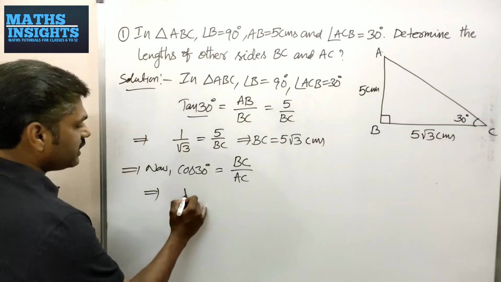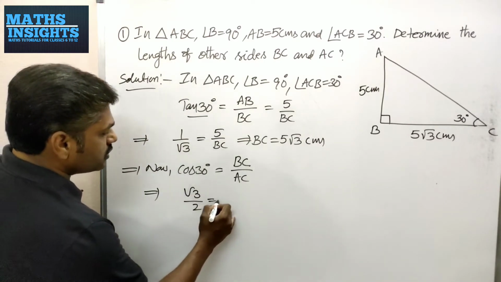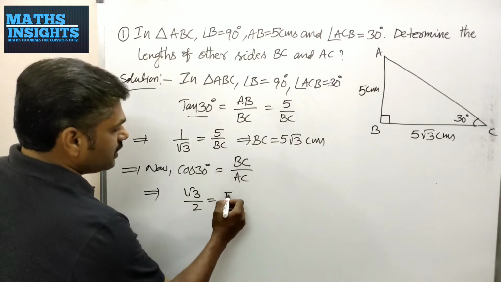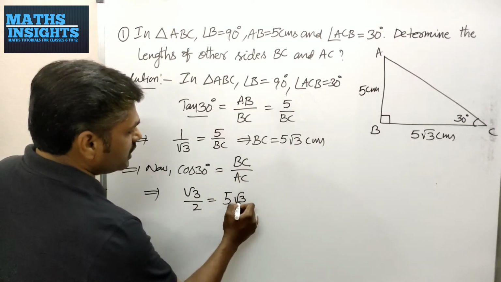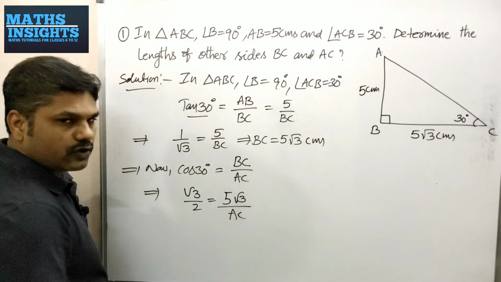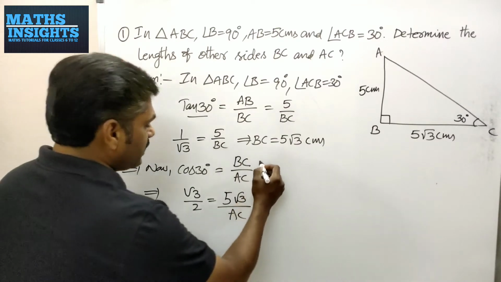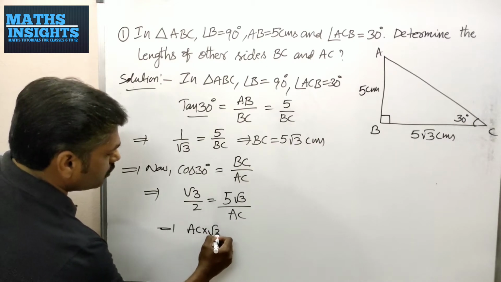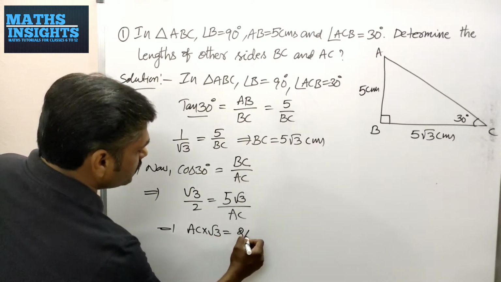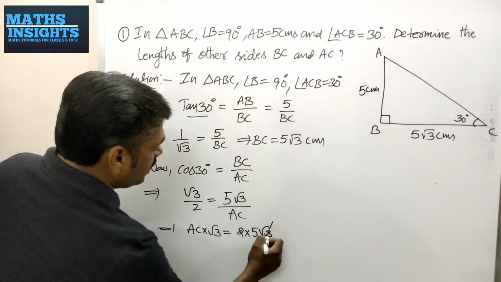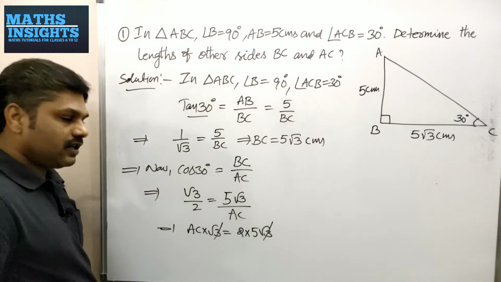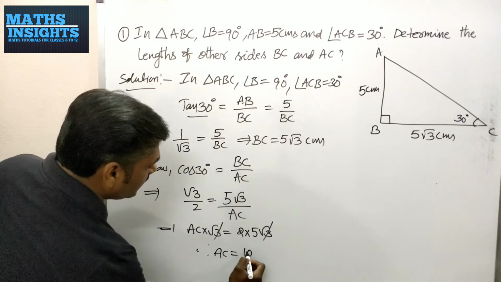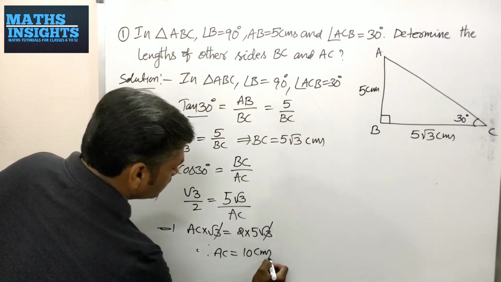Okay, so I am writing root 3 by 2 is equal to the BC value, already calculated as 5 into root 3, by AC, which we don't know. So on cross multiplication, I will get AC into root 3 is equal to 2 into 5 into root 3. On both sides I will cancel root 3, therefore I will get the AC value as 10, 2 fives are 10 centimeters.